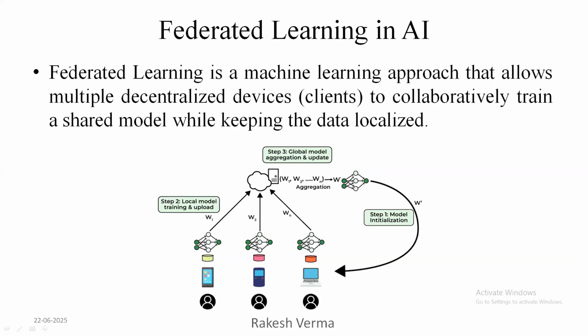After that, we come to the next topic, that is federated learning in AI. What is federated learning in AI? When we talk about federated learning in AI, it is basically a type of machine learning approach that allows multiple decentralized devices or clients to collaborate by training a shared model while keeping the data localized.